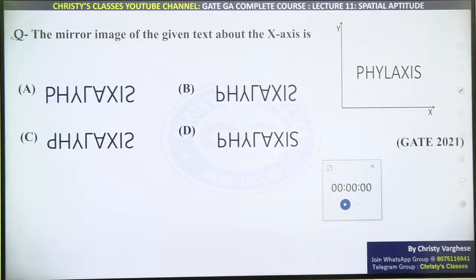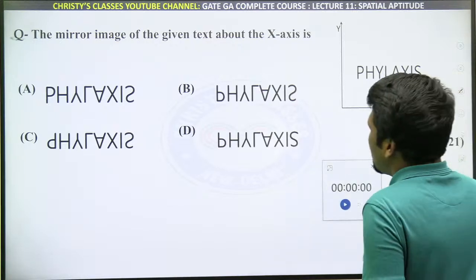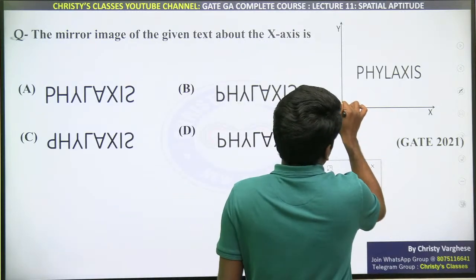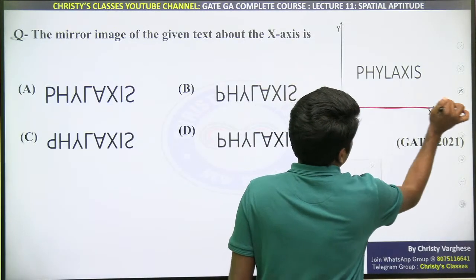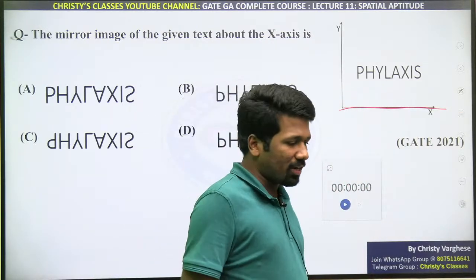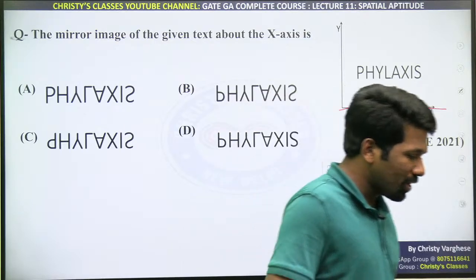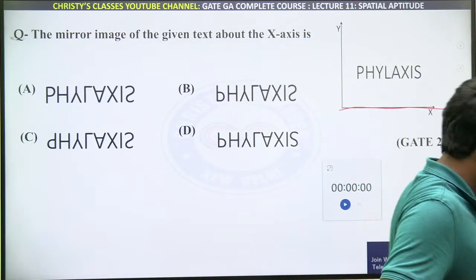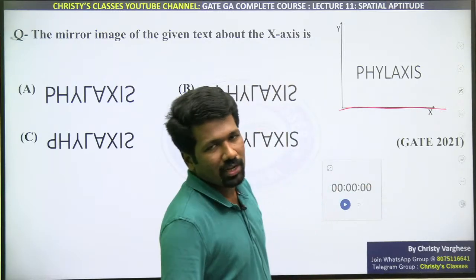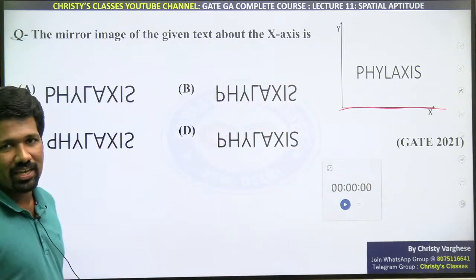So different answers I can see. Let's see which is correct. The mirror image of the given text about the x-axis. That means the x-axis should be the line of symmetry, na? Taking the x-axis as the line of symmetry, you need to form the mirror image. That means you are keeping a horizontal mirror. Horizontal mirror hai to vertical flipping hona chahiye na.